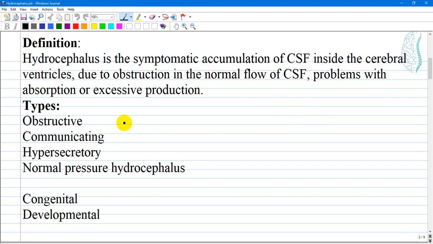In adults, there are 4 different types: obstructive, communicating, hypersecretory, and NPH, or normal pressure hydrocephalus. Also, another classification is congenital or developmental hydrocephalus, which is often present at birth and is often part of a genetic syndrome or spina bifida.